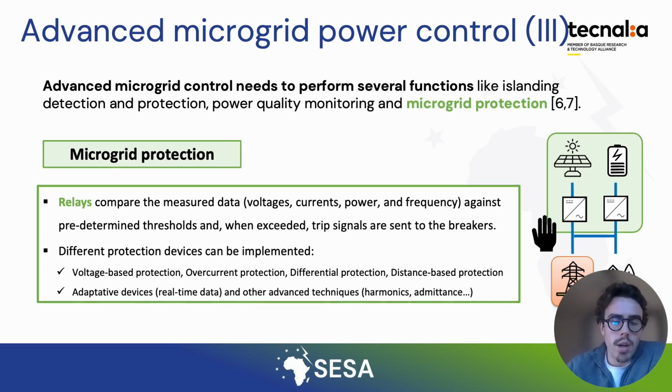Microgrid protections are fundamental in order to preserve a safe and efficient operation of the microgrid. So in this case, typical protections could be relays that compare measured data against some predetermined threshold values, and when exceeded, they send a trip signal to the breakers in order to avoid further problems. Some protections commonly used could be voltage-based protection, but also overcurrent, differential, or distance-based protections.